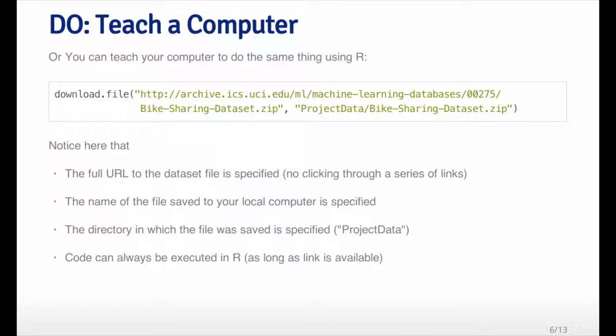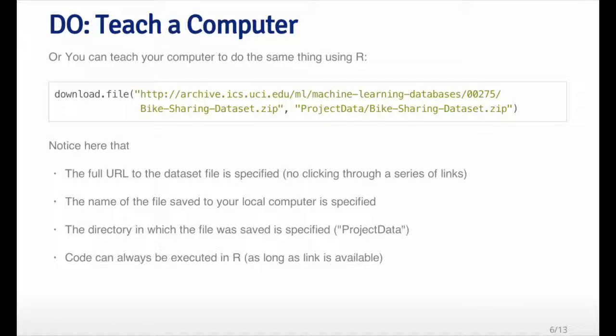Then, furthermore, the name of the file that you save to your computer is also specified. For example, if you download a file using a web browser, you always have the option of renaming the file to be something else. But if that's not documented, then it's very difficult to link the renamed file to the original data set on the web. Here I explicitly specify in the code that the local data set is going to be called bike-sharing-dataset.zip. And so now I know what file to look for after this code has been executed.